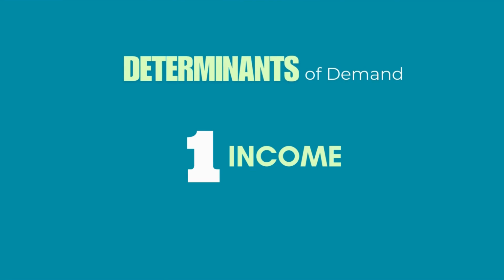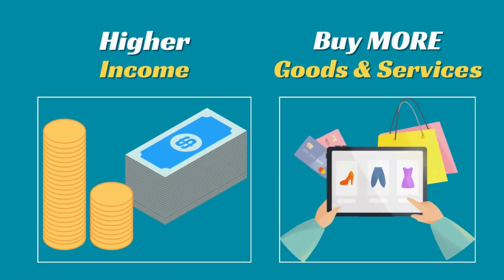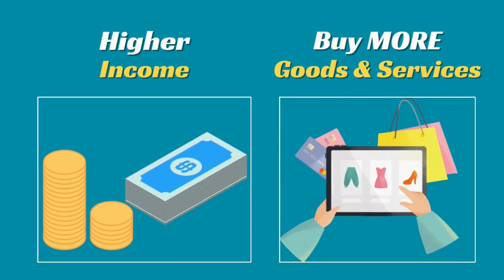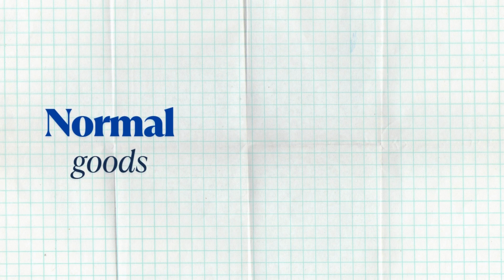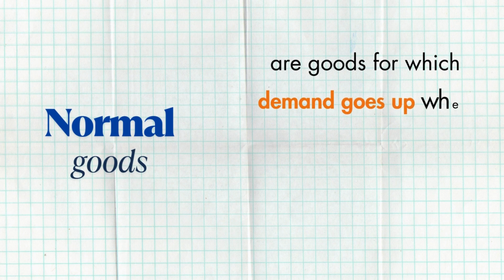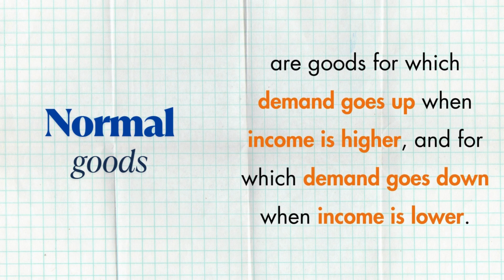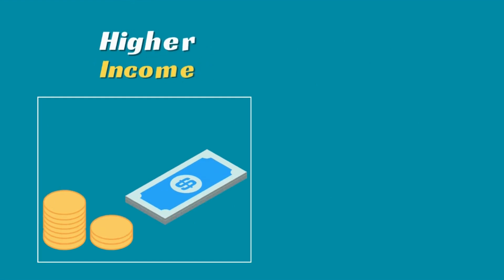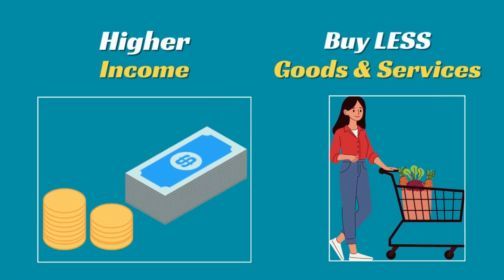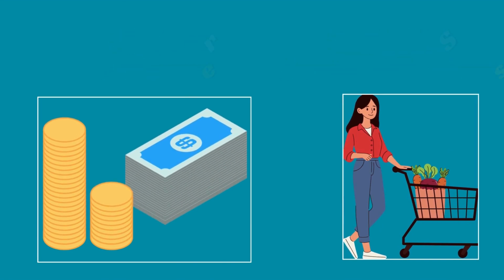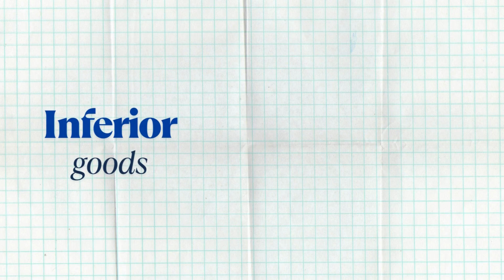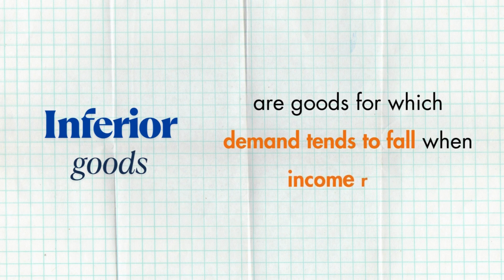First is income. In general, we would expect that households with higher income would buy more goods and services. If this is the case, the goods or services that the household buys are called normal goods. Normal goods are goods for which demand goes up when income is higher and for which demand goes down when income is lower. Do you think the demand for a good will decrease when income increases? If this happens, the good is called an inferior good. Inferior goods are goods for which demand tends to fall when income rises.